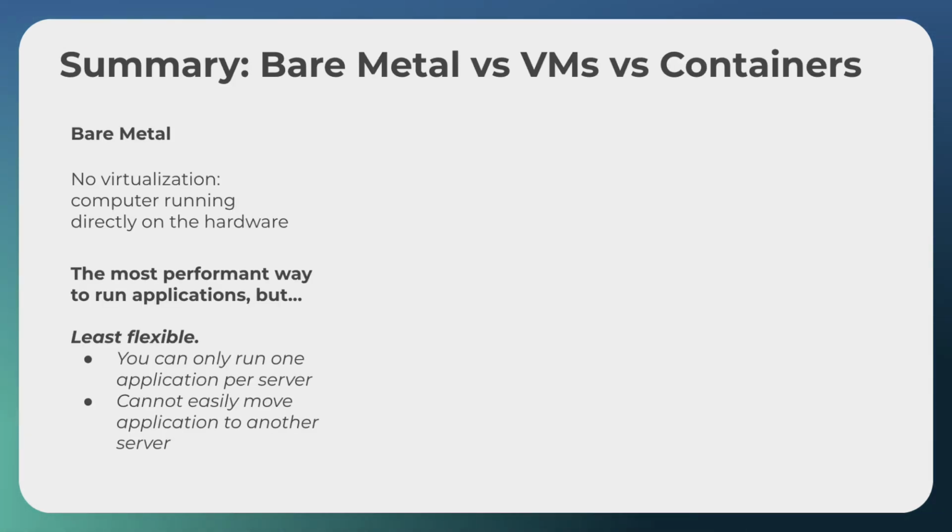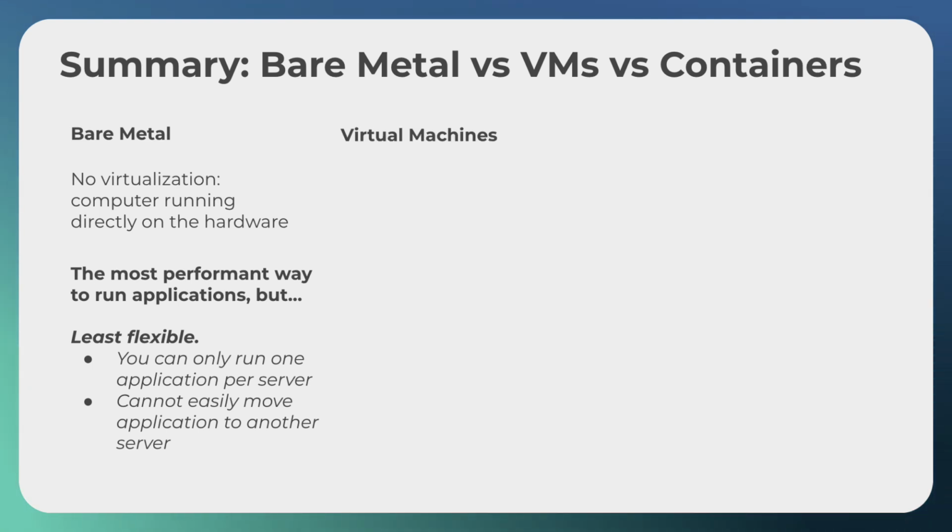In summary here, what we're saying is that first we have the bare metal. So there's no virtualization here. So the computer is running directly on the hardware. So this is actually the most performant way to run applications. But as we saw, we have some inflexibility, right? We don't have a lot of flexibility because you can only run one application per server. And also you cannot easily move an application to another server when it comes to bare metal.